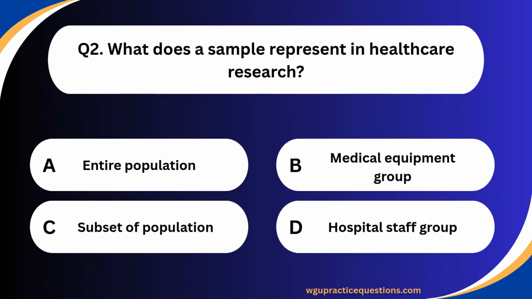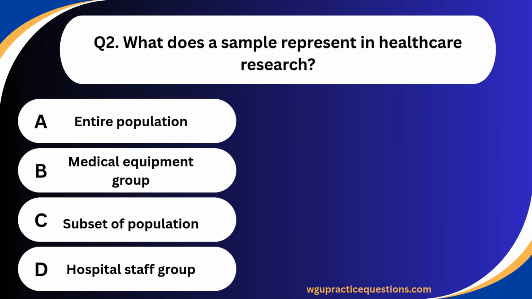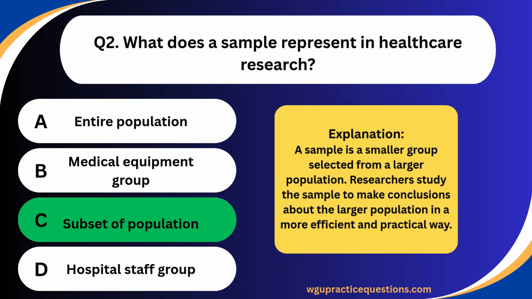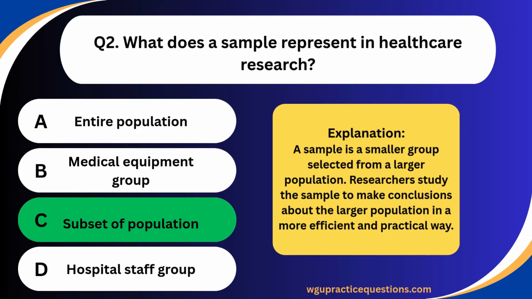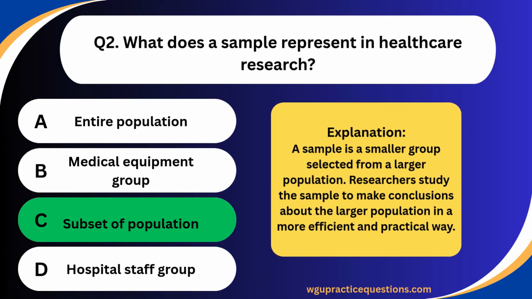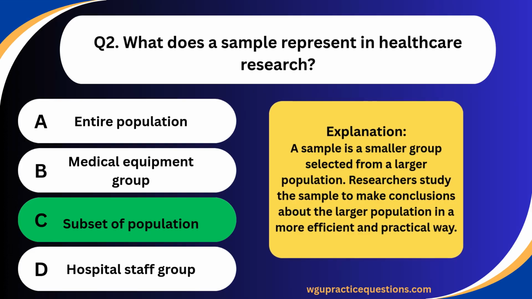Question 2. What does a sample represent in healthcare research? A. Entire population. B. Medical equipment group. C. Subset of population. D. Hospital staff group. Which one is the correct answer? The correct answer is C. Subset of population. Explanation. A sample is a smaller group selected from a larger population. Researchers study the sample to make conclusions about the larger population in a more efficient and practical way.